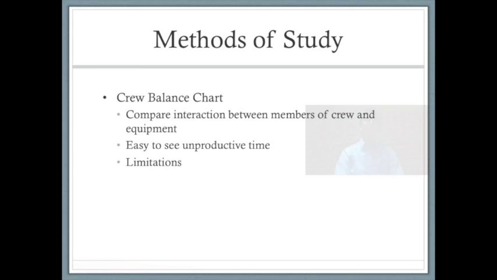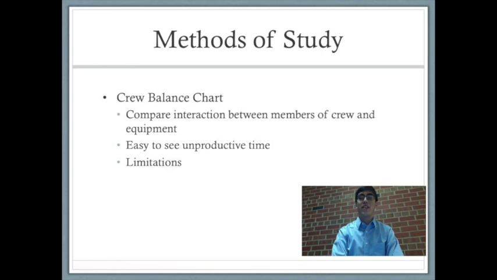The crew balance chart method is created by keeping track of what each machine and person is doing and for how long over a period of time. This chart can make any unproductive time easy to spot. It is possible to see if any of these non-effective moments are isolated or if they are caused by other problems in the work cycle.